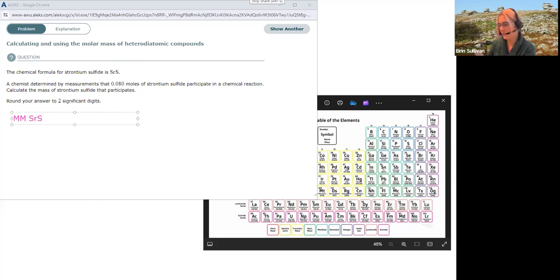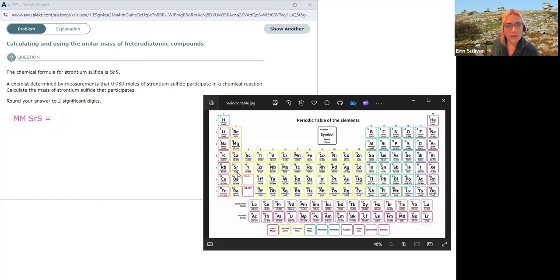So strontium sulfide, then strontium should be here in group 2. So 87.62 is the molar mass of strontium. 87.62 grams per mole for strontium. And then the sulfur will be over here, 32.066, I think that says.